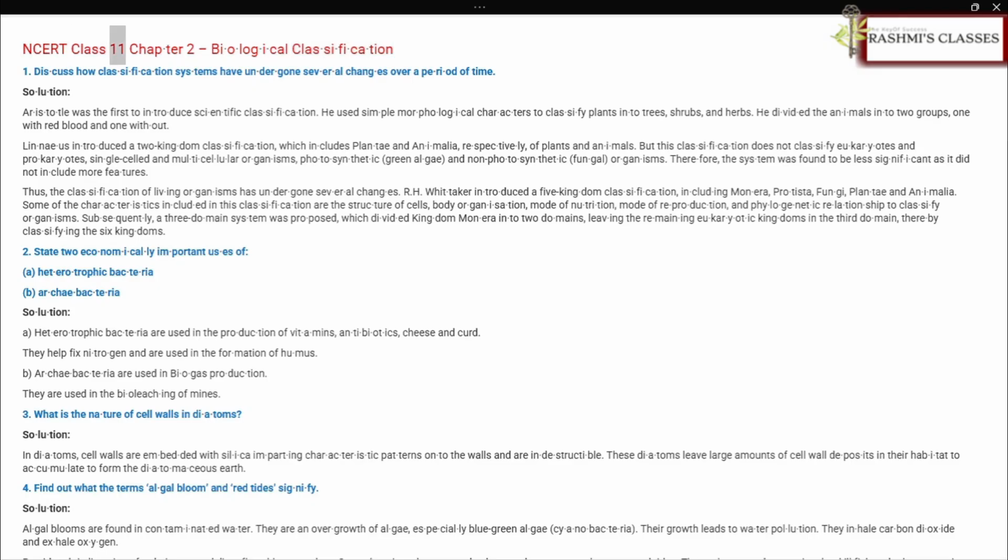NCERT Class 11 Chapter 2, Biological Classification. 1. Discuss how classification systems have undergone several changes over a period of time.